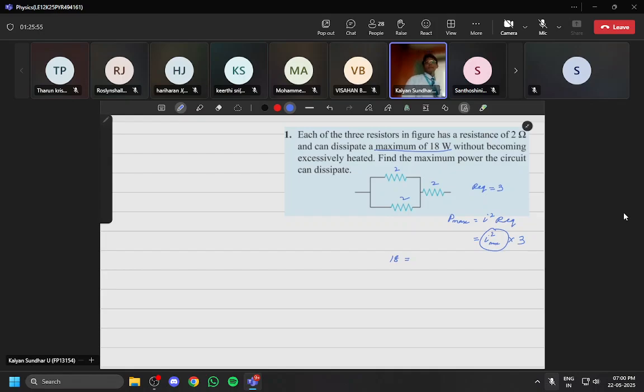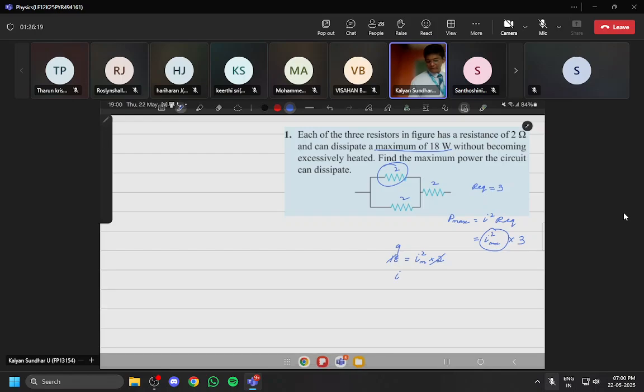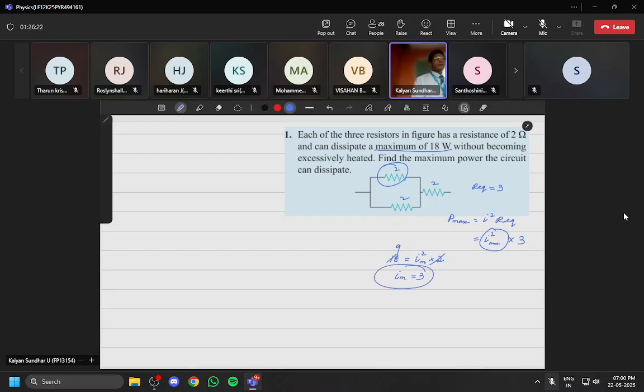Correct? 18 power will be equal to I square maximum into the resistance value, which is 3. Correct? But this is for the overall; for one resistor it will be 2, 2. For one resistance it will be 2. So this becomes 9, and I max will be equal to 3. So what is the maximum current? 3 ampere. Then we can substitute it here. So it will be 3 3s are 9 into 3, so it will be equal to 27 watt.